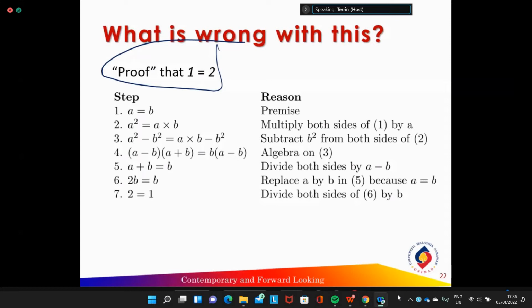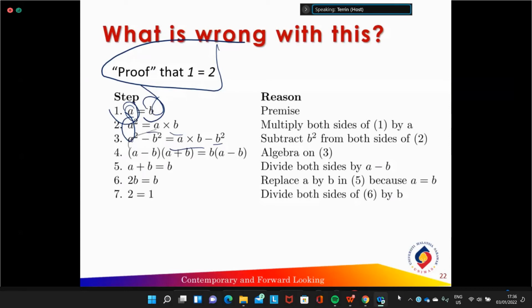So let's say we have an integer a and an integer b, and we say a equals b, right? Then we square a, and we get a times b, because a squared is the same as one of the a's being equal to b, so you have it in the form of a times b. So then you say a squared minus b squared equals a times b minus b squared.